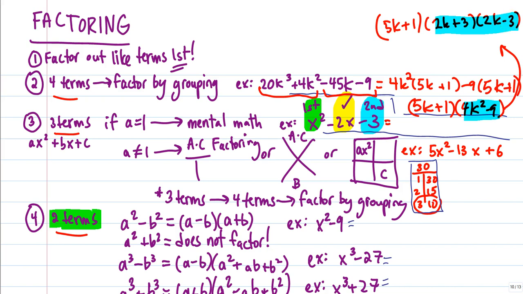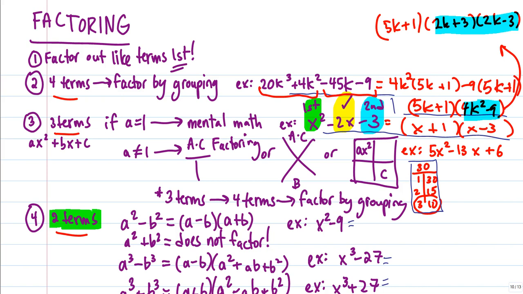Second, if I have three terms, you can do mental math, or they call it guess and check. I go first, what multiplies to make x squared? Second, what multiplies to make that 3 and combines to make a 2, about a 1 and a 3. To make a negative 2, the 1 would need to be positive, the 3 would need to be negative. And it is really that easy.